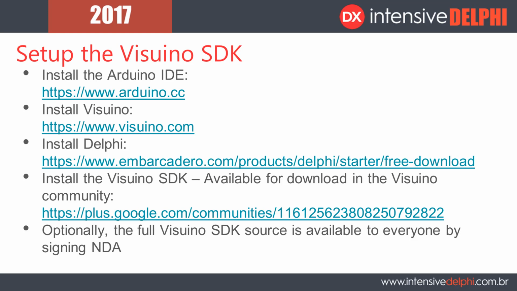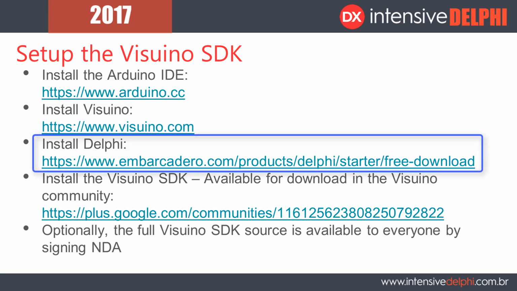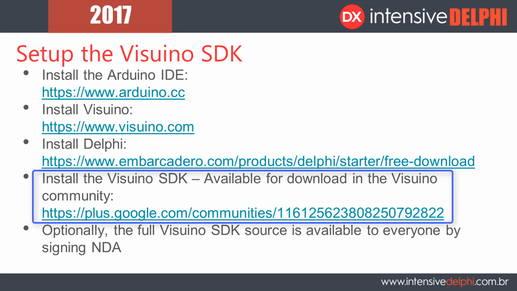Visuino is developed in Delphi, and it generates Arduino code. To be able to compile the code generated by Visuino to test the components, you will need to have the Arduino IDE installed. Next, you will need to install Visuino. To develop the components, you will need to have Delphi installed. Currently, Visuino is compiled with Delphi 10.2 Tokyo, so you will need to download and install at least the free starter version. Next, you will need to download and install the Visuino SDK.